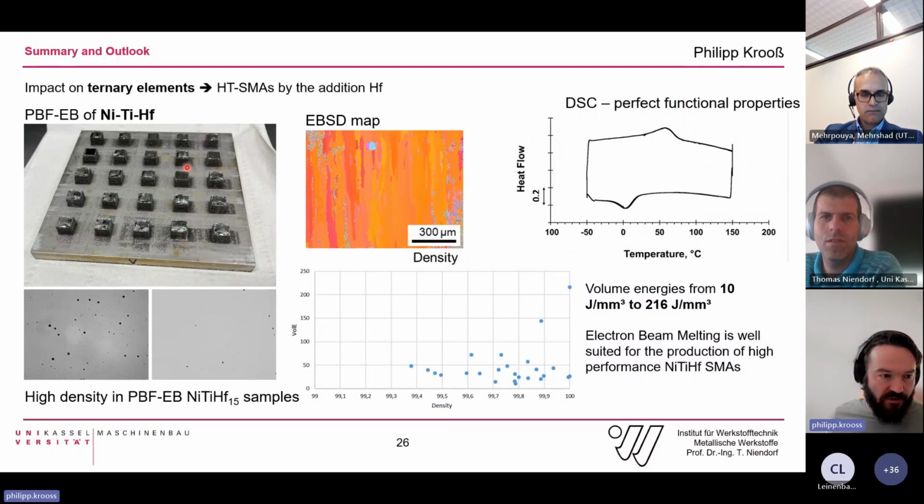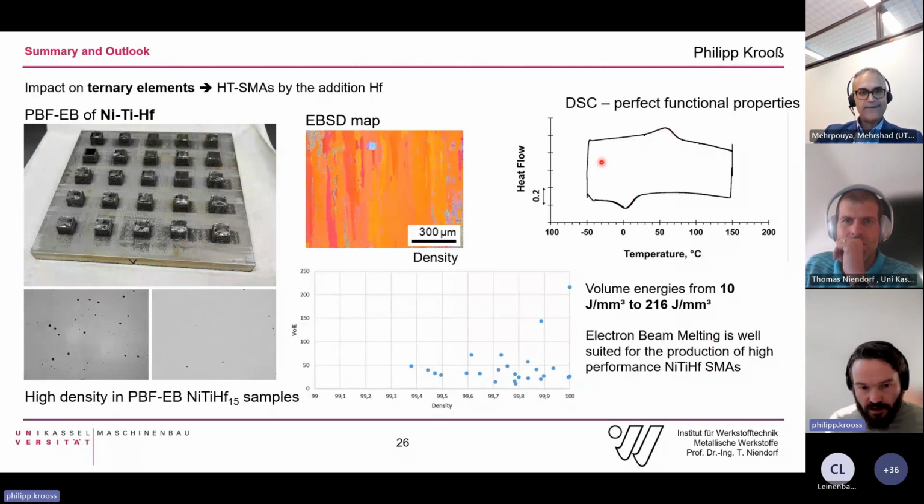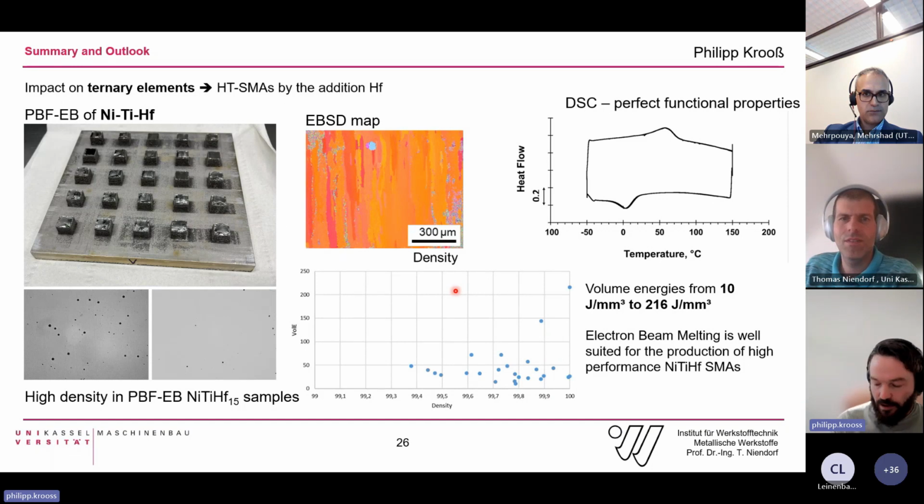We did a 5x5 matrix of process parameter development, and not all were 100% dense, but 99.4 to 100% dense. 100% needs to be stated carefully, but we had a very high density in these materials, very nice and strong textures, and a very nice reversible response. The volume energies we ranged here were 10 joules per cubic millimeter to 216. This was quite surprising for me, because I would not have thought such a huge volume energy range is feasible in these alloy systems, but we are on it. The paper will be published in a couple of months, I hope, and then I can surprise you, hopefully.